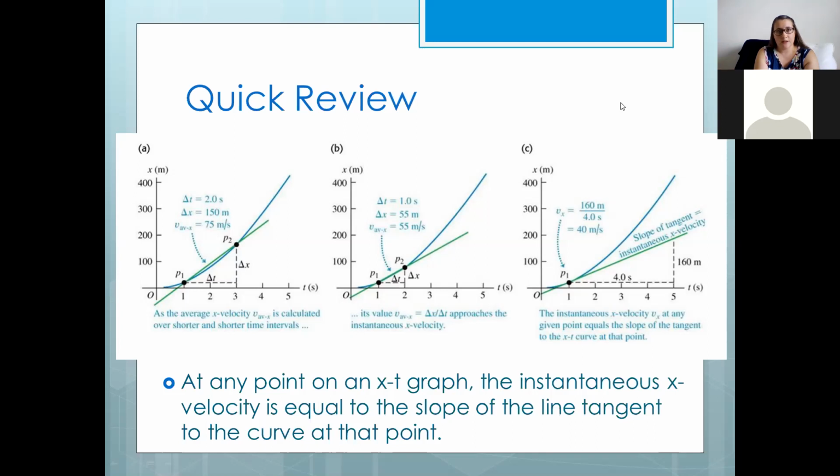our instantaneous velocity. And in fact, taking the slope of a tangent line like that is what's called a derivative in calculus. I think derivative is kind of a scary word if you've never taken calc before, but really it just means the slope of the line, how steep that line is at that one particular point in the curve. Okay, so at any point on a position time graph, the instantaneous velocity is equal to the slope of the line tangent to the curve at that point.